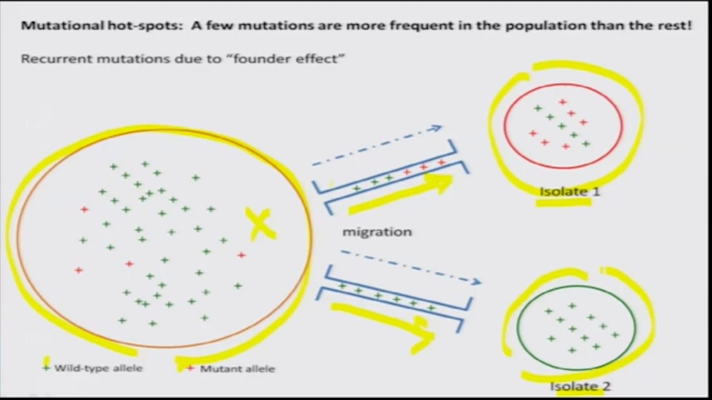Isolate 1 has a higher risk of having the disease because the few individuals who founded the population had this recessive allele. Therefore, you call it the founder effect. It is because of the founders, right? Whereas in isolate 2, the founders are all carrying the normal allele. Therefore, this population does not carry the burden of the disease. So, this is what you call the founder effect.